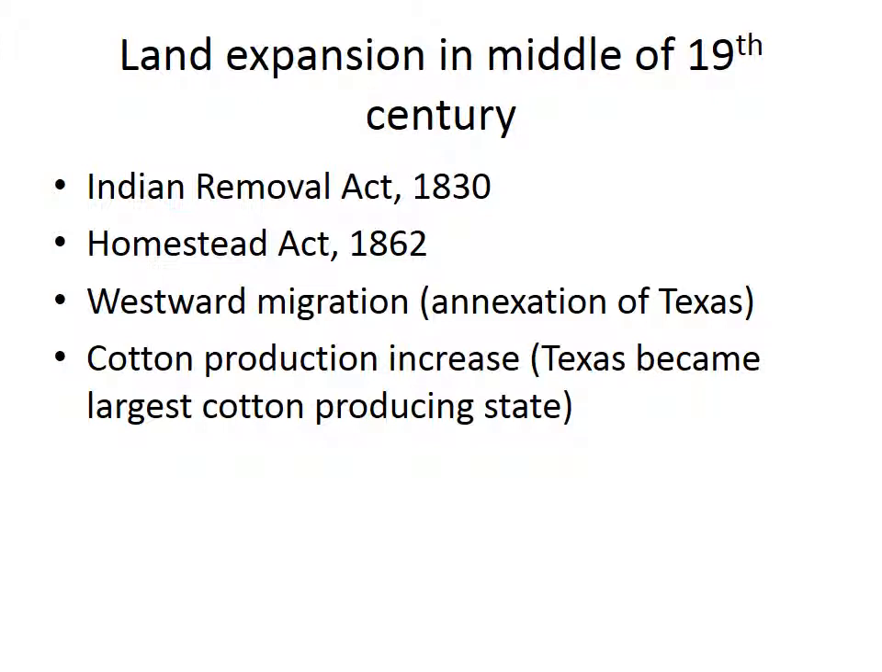Then finally, we have the production increase in cotton. Okay, Texas will ultimately become the largest cotton producing state. Well, to expand production of cotton, you're going to need more cotton gins, you're going to need more land, you're going to need all of the inputs for cotton production. Where are you going to get these? You're going to borrow money from the bank to get it.